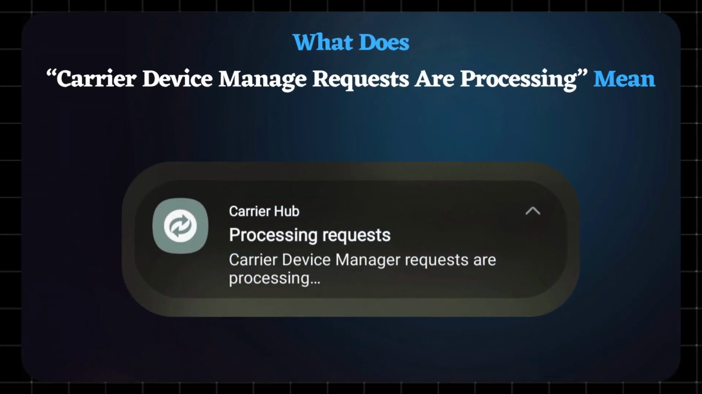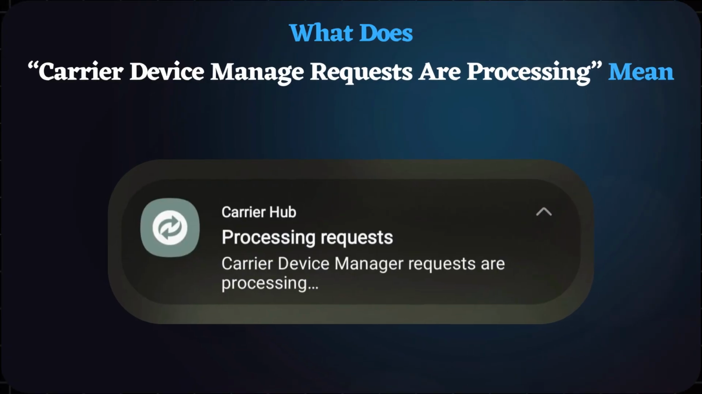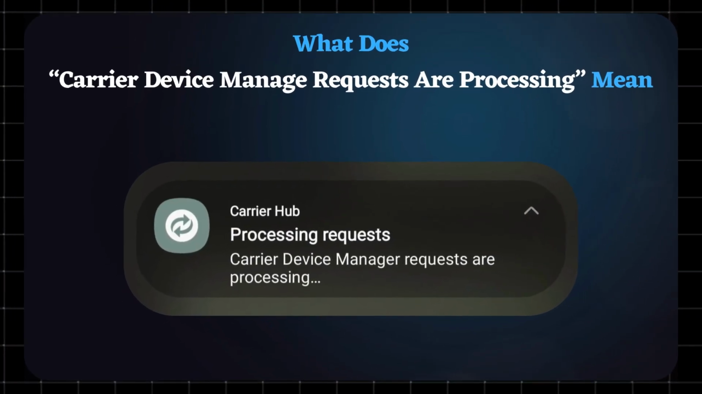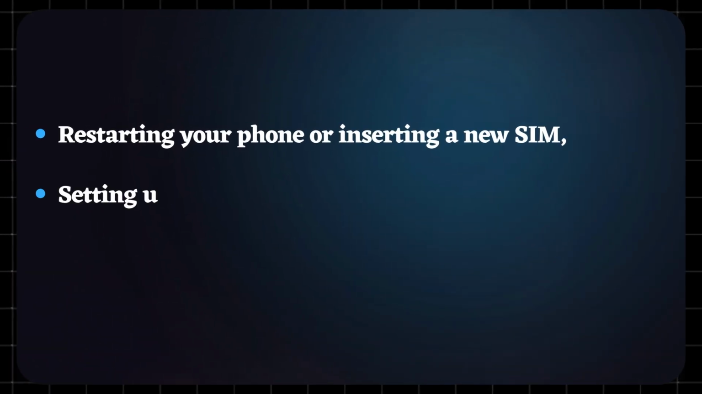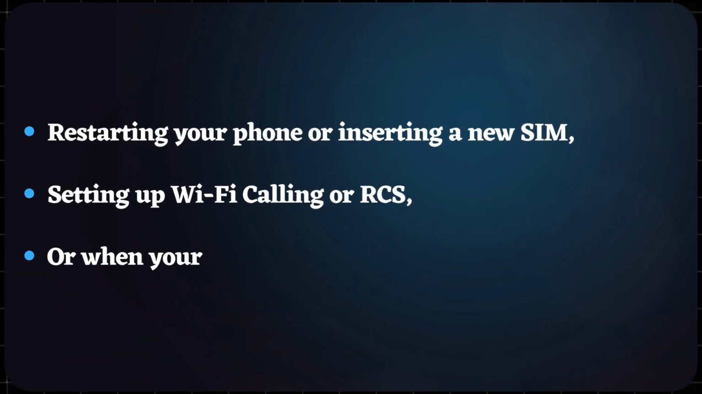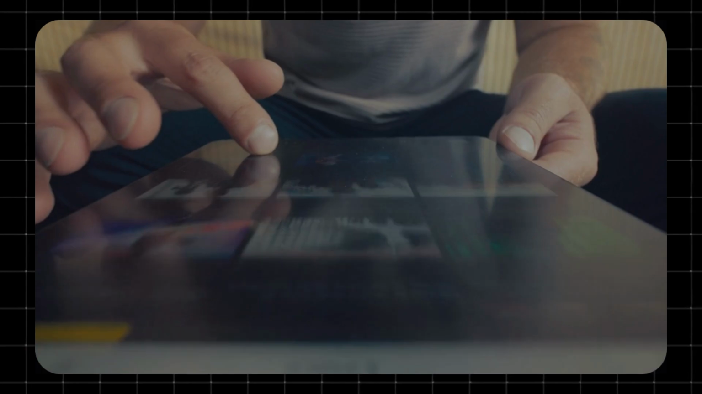What does "Carrier Device Manager requests are processing" mean? That message usually pops up when the app is talking to your carrier's servers. Common reasons include restarting your phone or inserting a new SIM, setting up Wi-Fi calling or RCS, or when your carrier is pushing configuration updates. Normally, it disappears quickly, but if it keeps showing up, that's when it feels like something's stuck.